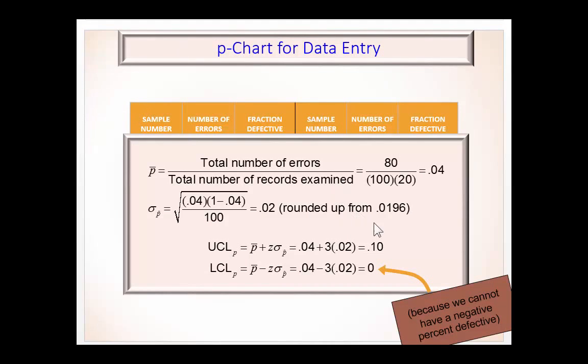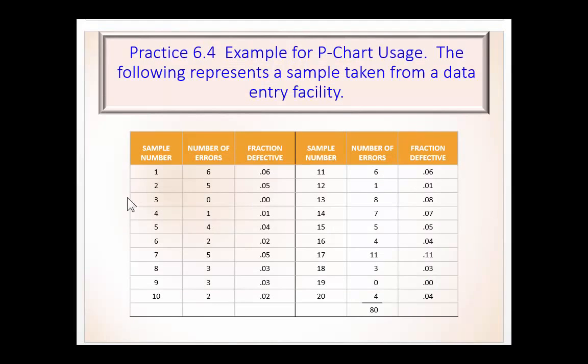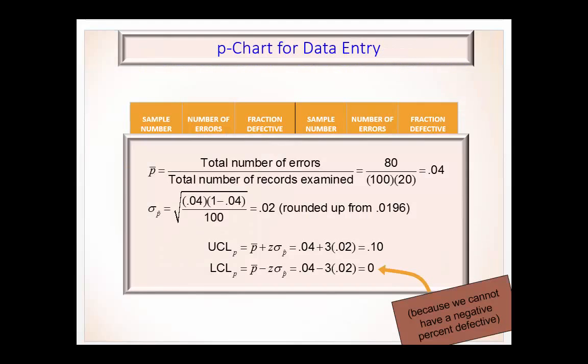Okay, so here I have written out for you the total number of errors, which is 80, and we took that from right over here. We had added all the errors up and we end up with 80 right there. So that goes in our numerator. And then in the denominator, we've got the 100, which is our sample size, multiplied by 20, which is our number of observations. When we run this through our calculator, we get 0.04, or 4% errors.